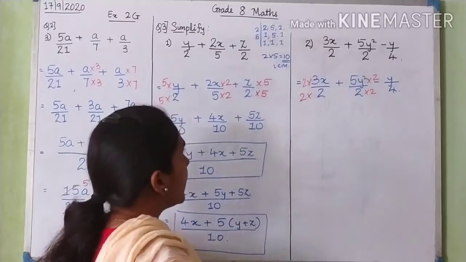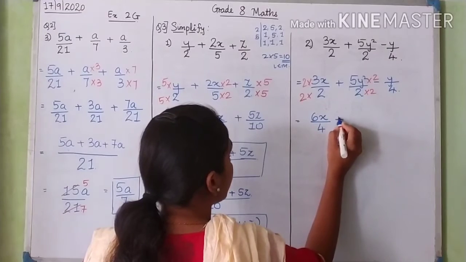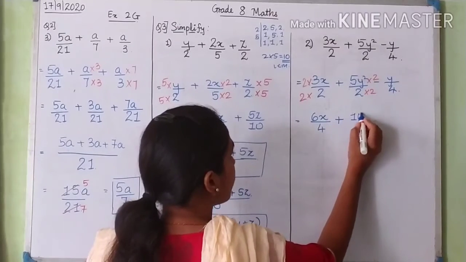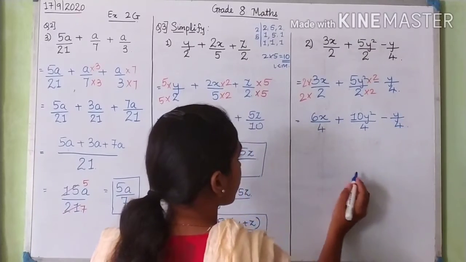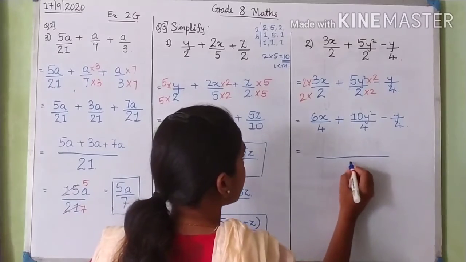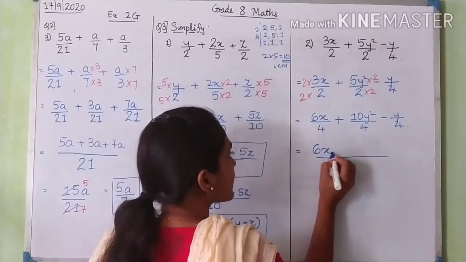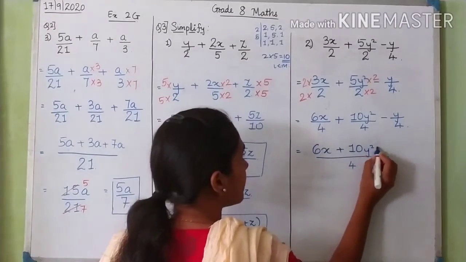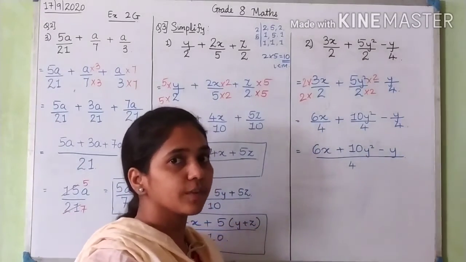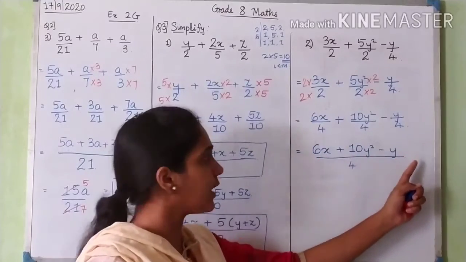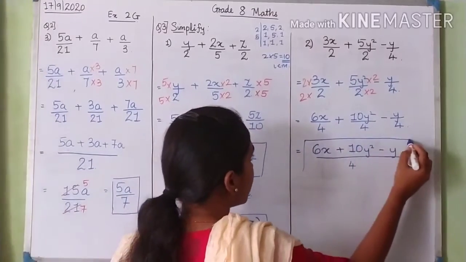Okay. Now what do we get? 2 into 3x is 6x divided by 4 plus 5 into 2 will be 10y square divided by 4 minus y divided by 4. Okay. So now all the denominators are equal. Now the numerators: 6x plus 10y square minus y. Now here you can see all these three terms are again unlike terms, so we cannot solve them. One is x, one is y square and the other is y. So we cannot solve them further. So this will be our final answer.